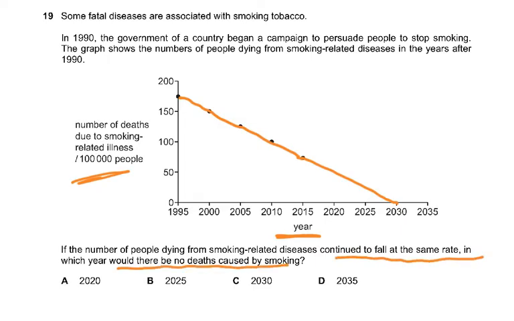So you just have to extend it in the same gradient. So you just had to extend it and you would get the answer to that. And the answer was 2030, which is the C, and you just extended it and you can see it goes up to 2030. And it would be in the same sort of gradient that we're talking about, the same slope. So you join the points and then you just extrapolate it.